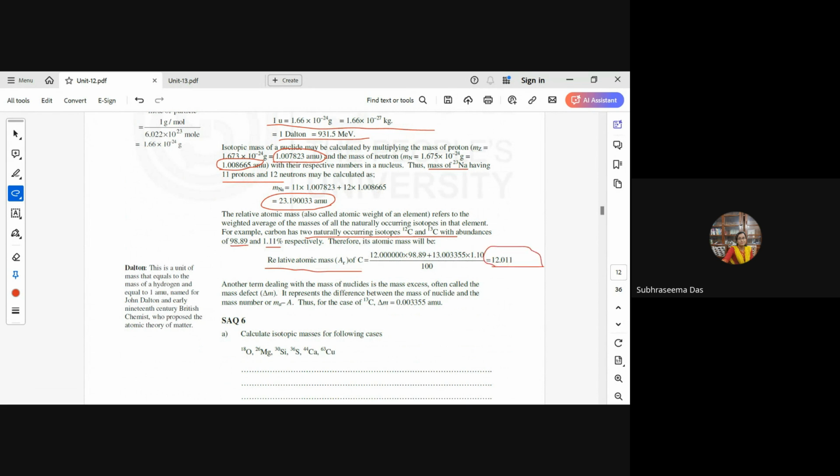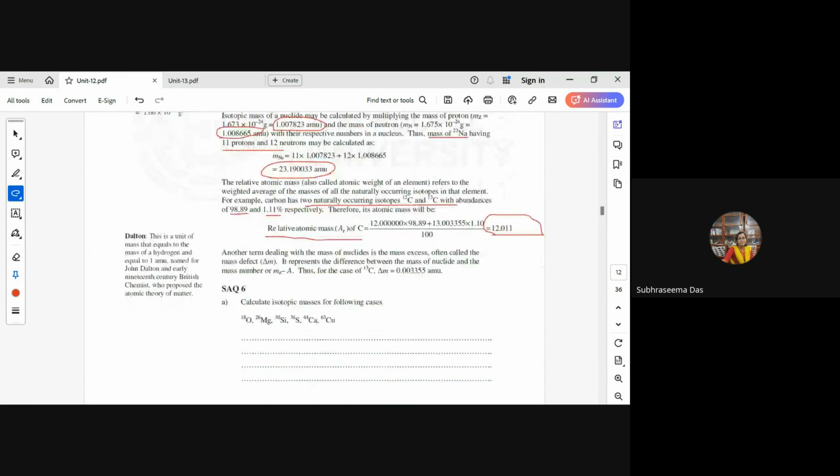So from this value, this 12.011 is called the relative atomic mass of a particular element. So this is how we calculate the relative atomic mass. Now, while calculating the mass, we also come across a very common term called mass defect, and that is represented by delta M.